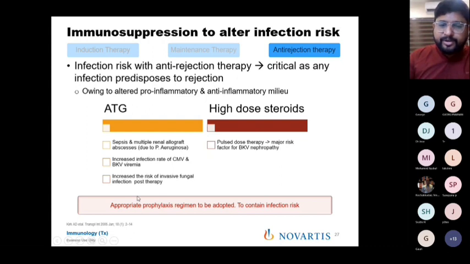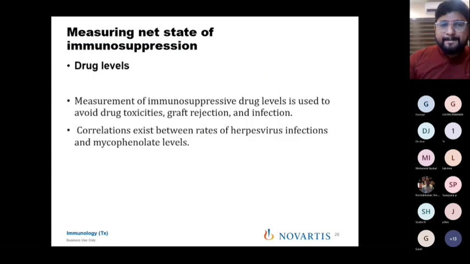So the most appropriate prophylaxis regimen should be adopted. The most important point here is that whenever we give anti-rejection therapy, we should definitely follow it up with an appropriate prophylaxis regimen for these patients, and the prophylaxis regimen should be continued and followed up in the following OPDs. Whenever you use anti-rejection therapy, infective prophylaxis should be given.